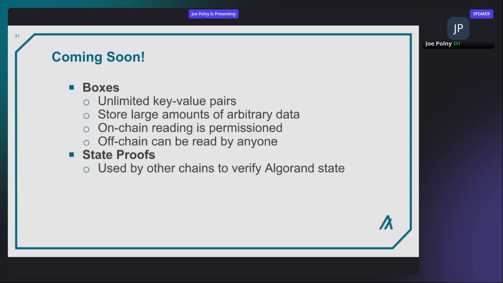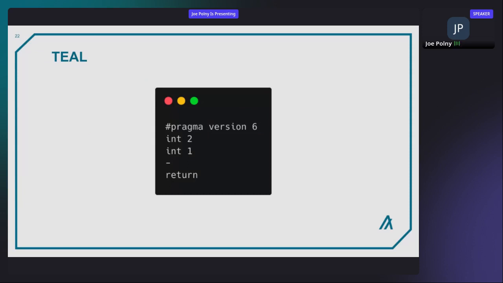So that's kind of the high level anatomy of smart contracts and how they work and what they do. In terms of the language itself, this is what TEAL looks like. TEAL is the base language that the AVM interprets and compiles into bytecode for execution. And this is what a TEAL program looks like. What this program is doing is 2 minus 1 and then returning the value.